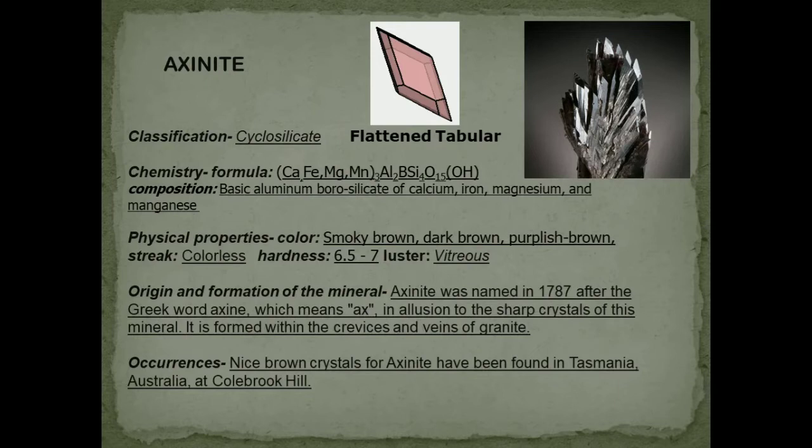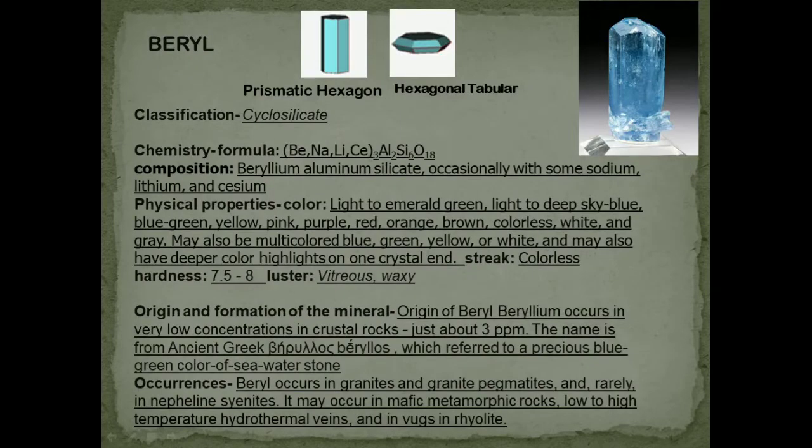The streak is colorless. Hardness is 6.5 to 7, and the luster is vitreous and sometimes waxy. It occurs in very low concentration in the crustal rock, just about 3 ppm. The name is from the ancient Greek beryllus, which refers to the precious blue-green color of seawater stone. Beryl occurs sometimes in mafic metamorphic rocks, low to high temperature hydrothermal veins, and vugs in rhyolite.